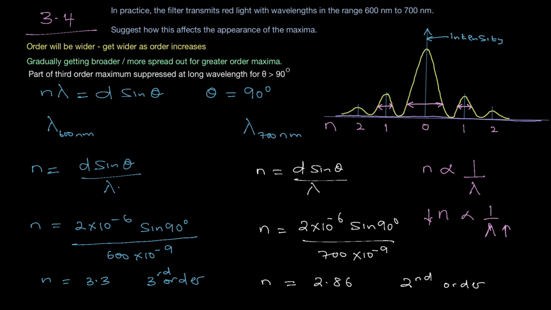And we can see here the wavelength, 700 nanometer, is greater than 600 nanometer. But for 600 nanometer, we can see n of the order of third order. And for the longer wavelength, we can see only second order, and the third order is being suppressed at a long wavelength.